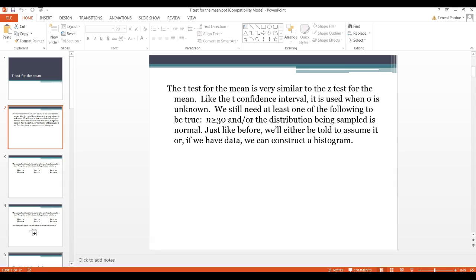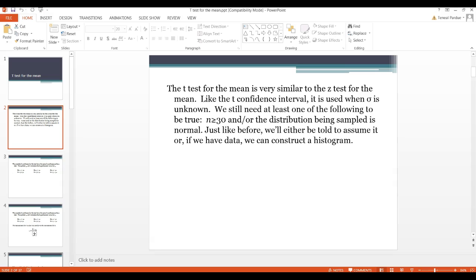Just like when we had the t confidence interval and the z confidence interval, we have the t-test and the z-test. And just like with the t confidence interval, we used that when we didn't know the population standard deviation. And we'll do the same thing here. When we don't know the population standard deviation, we use the t-test instead of the z-test. So we're using the sample standard deviation instead of the population standard deviation.